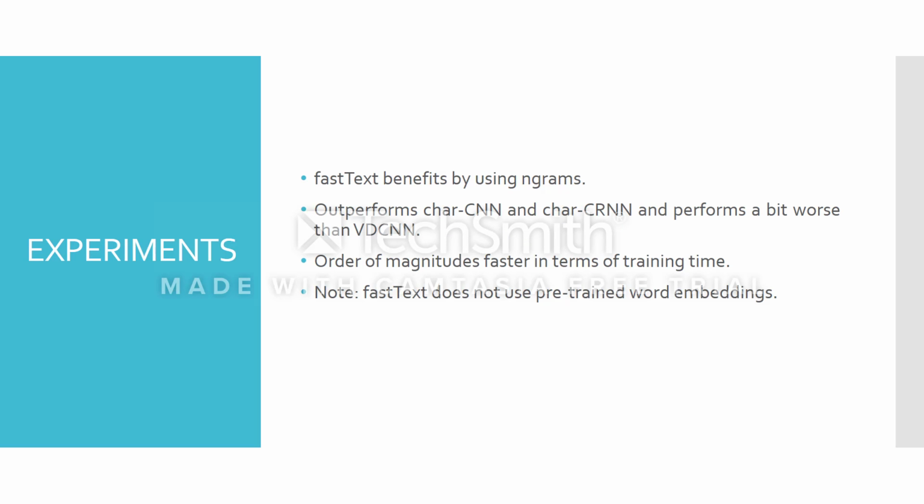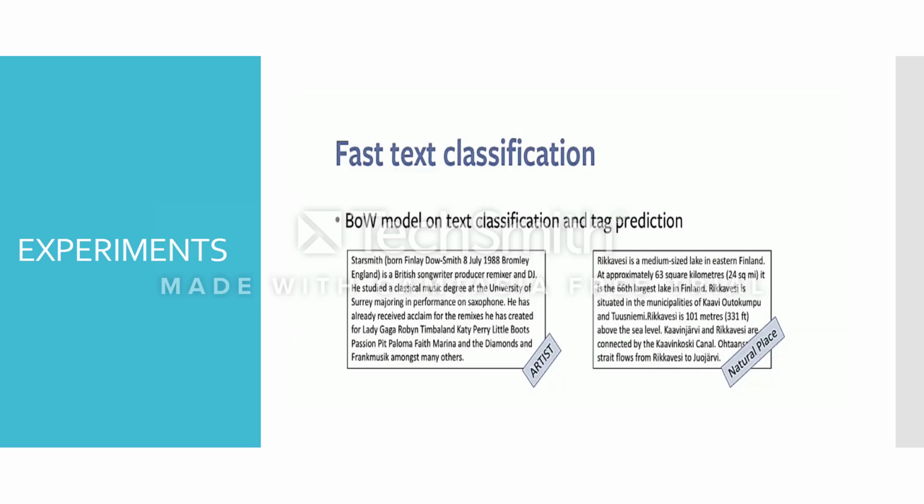In the experiment, fastText benefits by using n-grams, and it outperforms character CNN and character CRNN, which are convolutional neural nets and convolutional recurrent neural nets, and performs a bit worse than the VDCNN. These are the classifiers cited by other papers as well. So these are the two things that they've used the fastText classifier to do.